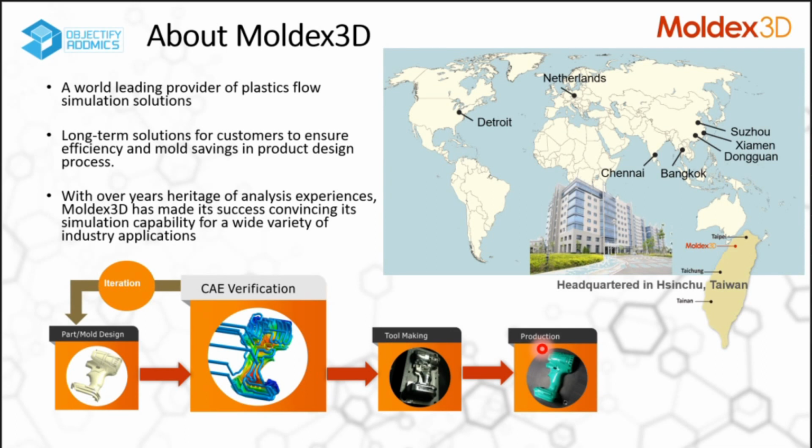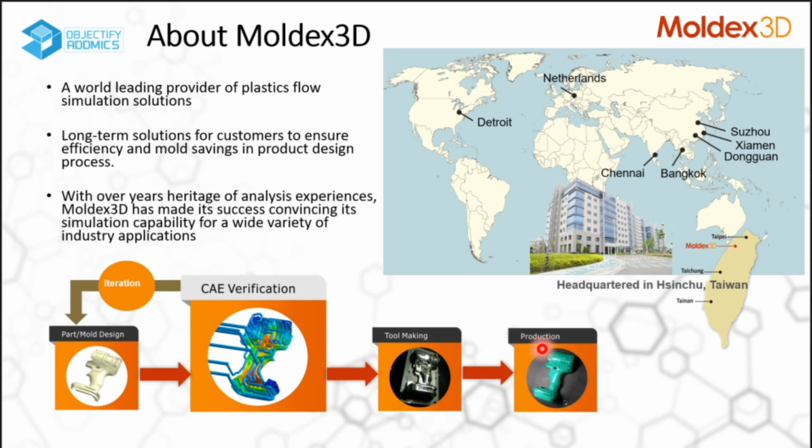Our company name is Cortex System Co Limited. However, we are largely known from our product name, that is Moldex 3D. We have headquarters in Hsinchu, Taiwan. We have offices in multiple countries across the globe, and in India we have an office in Chennai. We also have regional sales and support teams in the North, West and South regions.